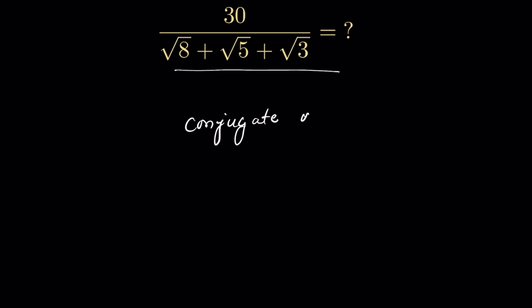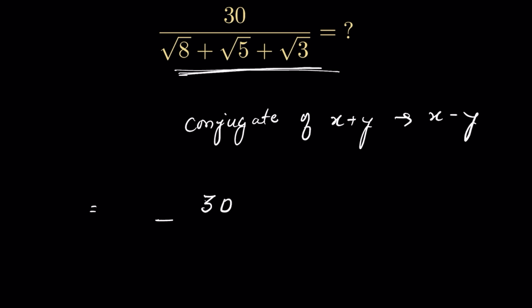Conjugate of x plus y is x minus y. But here we can see that there are 3 terms. So what we can do is group them so that we have 2 terms. We can write it as 30 upon either square root of 8 plus square root of 5 together and then square root of 3, like this.